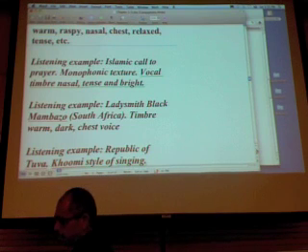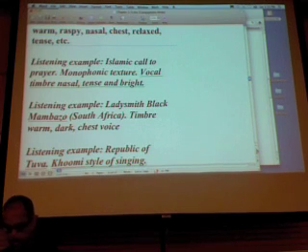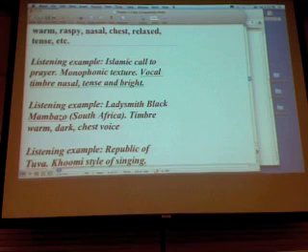Contrast that example with CD2 listening example 7 from South Africa.